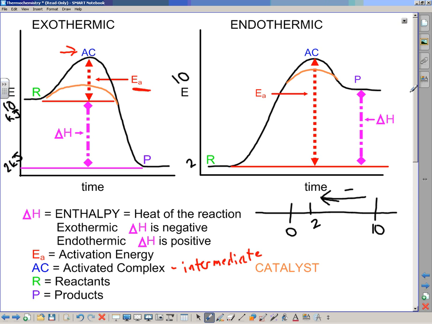Last thing we need to discuss on our graph here is the orange line. The orange line is what happens to a catalyst. We defined a catalyst a unit or two ago. What is the definition of a catalyst? It speeds up the rate of the reaction.